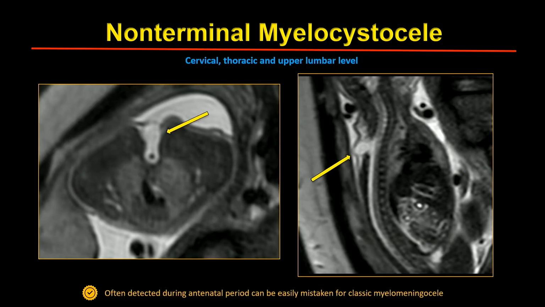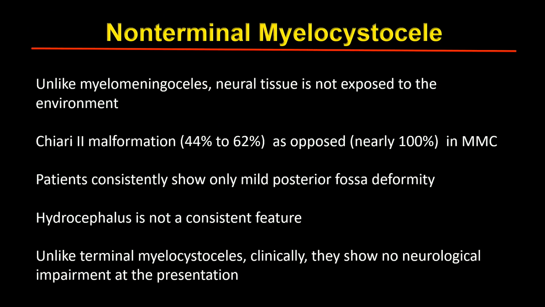Now, non-terminal myelocystoceles happen in the cervical region, thoracic region, and upper lumbar region. Just like myelomeningocele, they're often picked up on fetal MRs, and they can look exactly like myelomeningocele. So how do you distinguish a non-terminal myelocystocele from a myelomeningocele? Unlike myelomeningocele, the neural tissue is not exposed to the environment. Now, this finding cannot be easily seen on imaging. However, Chiari malformation, which is seen in about 100% of cases with myelomeningocele, is only seen in about 50% of cases with myelocystocele. Similarly, these patients have only mild posterior fossa deformity. They have less tonsillar herniation, less hindbrain herniation, less hydrocephalus. So all the intracranial findings are less severe.